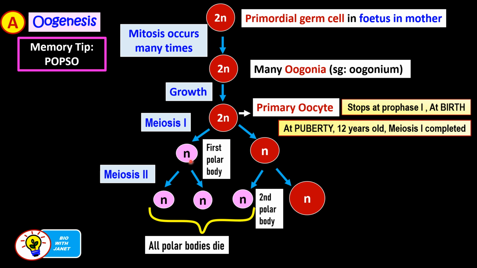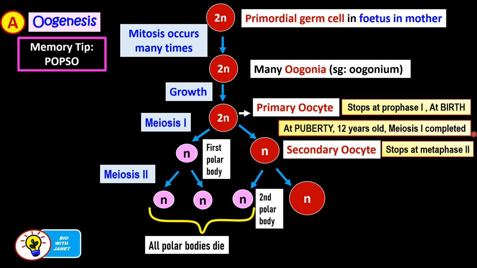One is the smaller polar body, which is called the first polar body. It is non-functional, and it will later degenerate and die. And then the other cell formed from the primary oocyte is a bigger cell called the secondary oocyte. This is the immature ovum. It will become the ovum later on, if there's fertilization, right? So the secondary oocyte is the important cell.